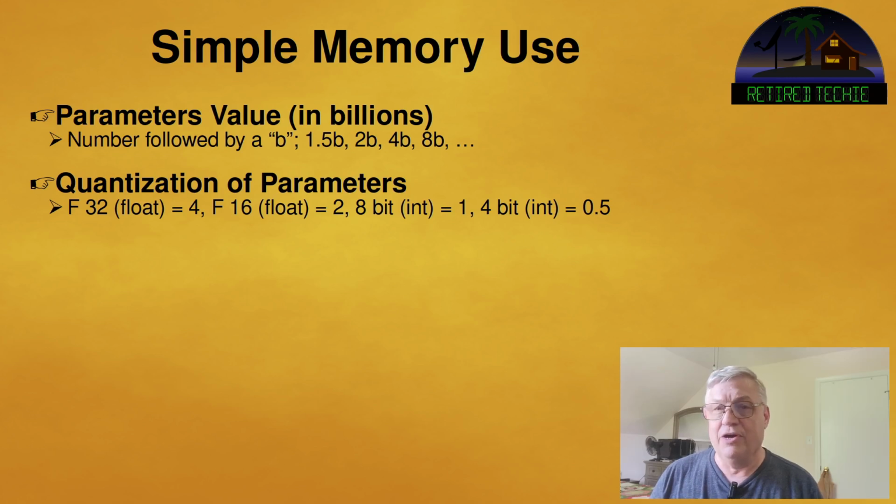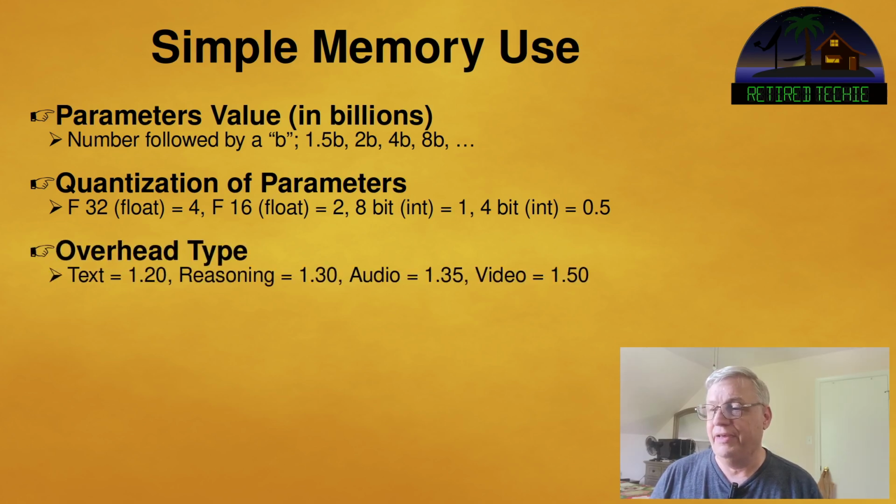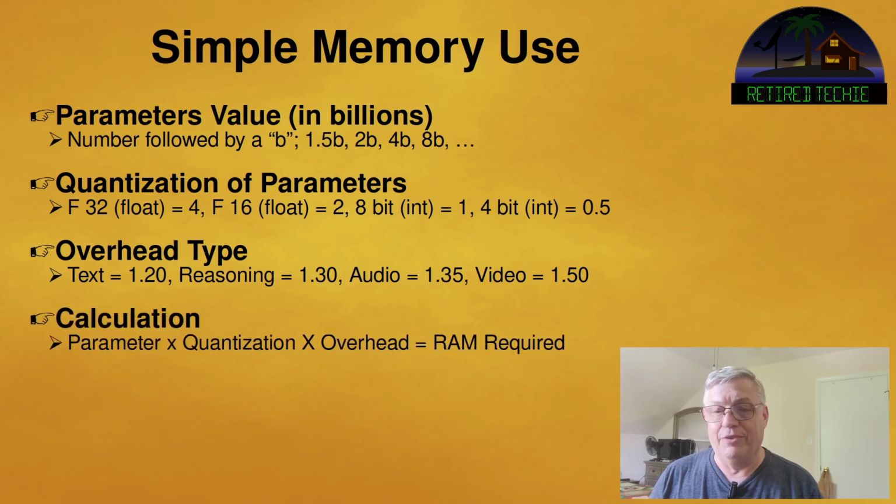There's also an overhead cost to doing business, and how we're using the LLM is going to determine the overhead cost. We're going to be using the text, not reasoning or any of the graphics or sound. So we're going to multiply all three of these together to get an estimate of the RAM to run the model. So again, that's a quick and dirty way. A little bit later we're going to look at a website which will calculate this for you, but this is just a quick and dirty way to estimate whether you can run a model or not.